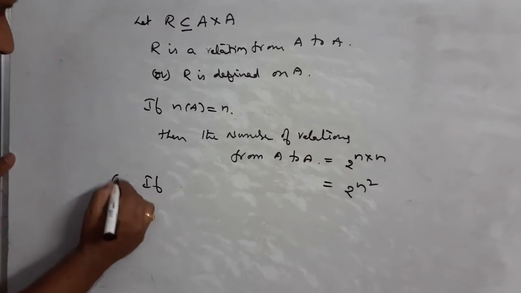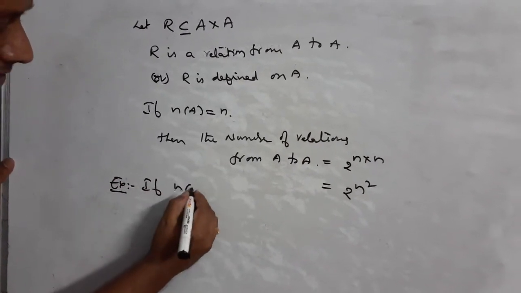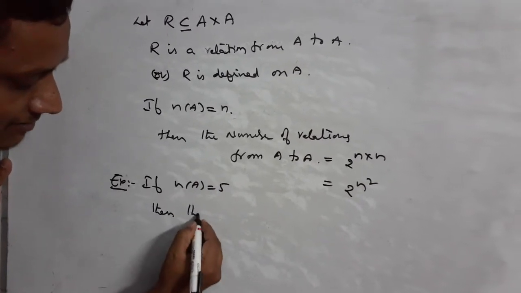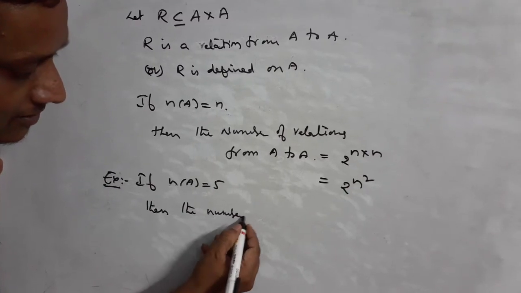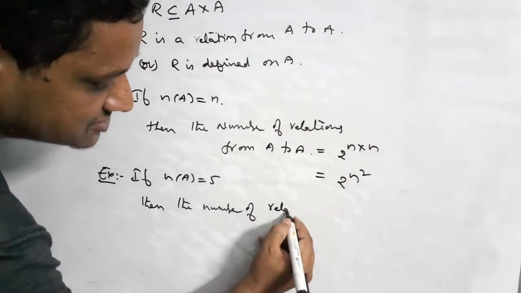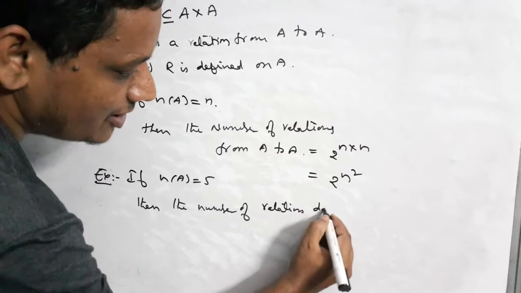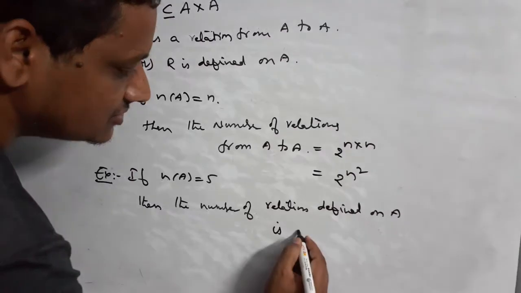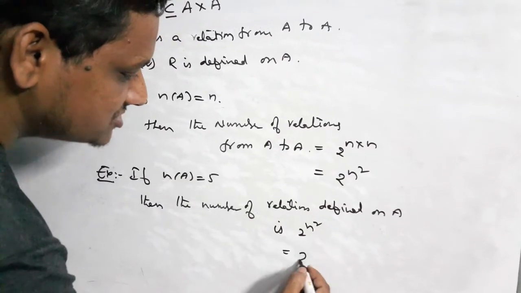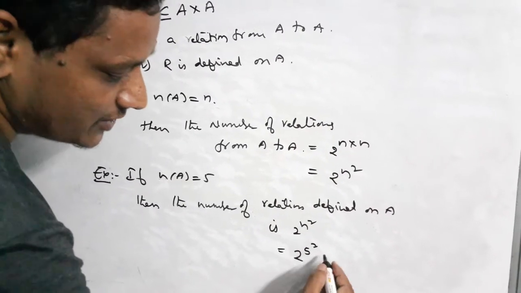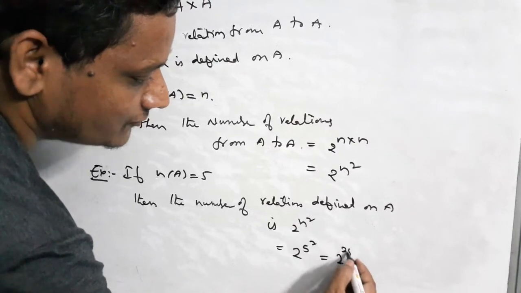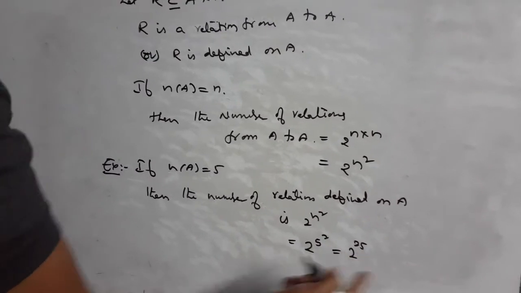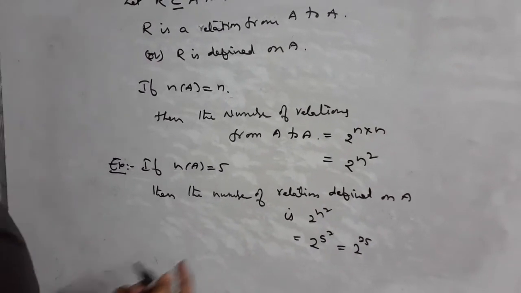For example, if the number of elements in A is equal to 5, then the number of relations defined on A is 2 to the power of n square, that is equal to 2 to the power of 5 square, that is equal to 2 to the power of 25. So the number of relations from A to A is 2 to the power of 25.